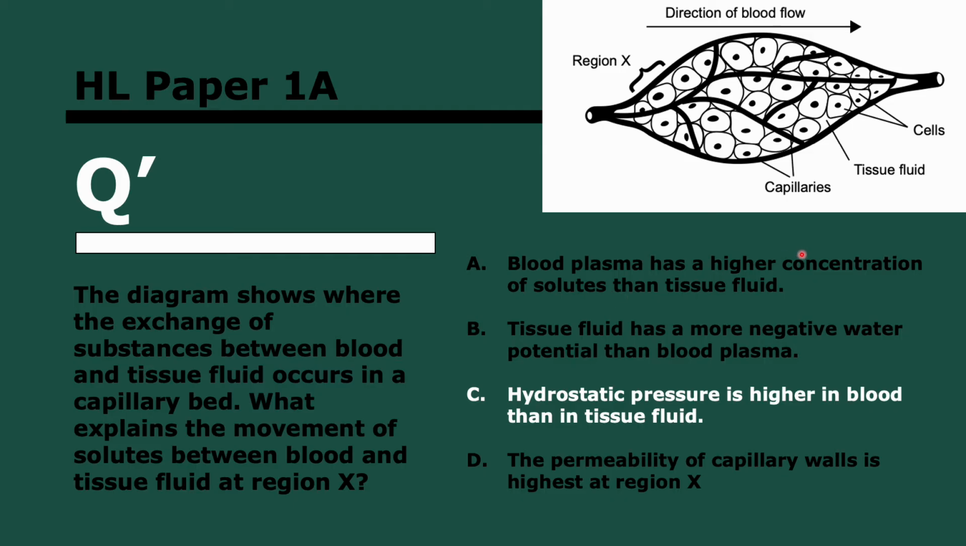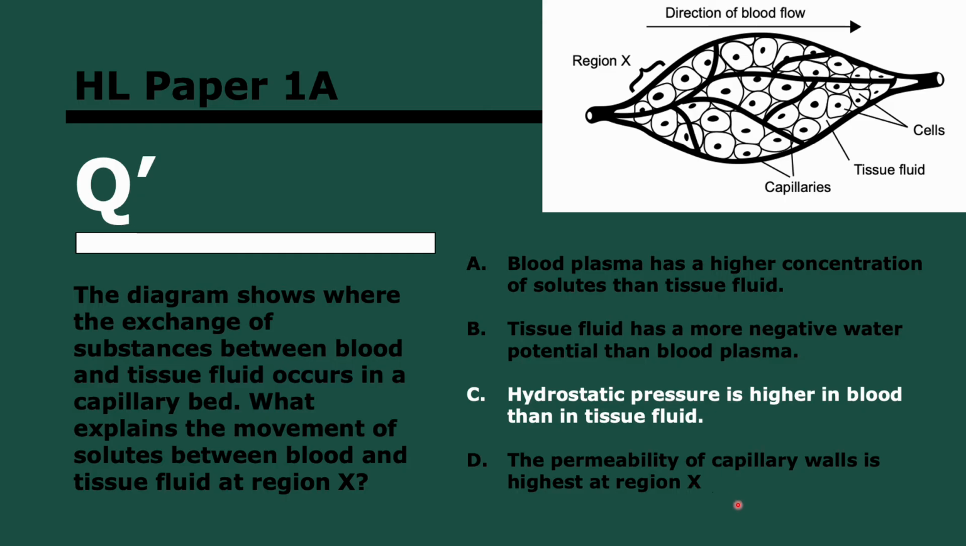So blood plasma has a higher concentration of solutes than tissue fluid. Now that's correct, but it doesn't explain the exchange at region X, because actually, in fact, blood plasma having a higher concentration of solutes than tissue fluid means fluid from the tissue goes into the capillaries, but that happens at the venous end, so on the other side. Then B is incorrect. It's actually the opposite, right? And then C, that's true. So hydrostatic pressure is higher in blood than in tissue fluid. That's true. That's why at region X, because it's coming from the artery at a high pressure, the fluid is going to leak into the tissue from the blood.